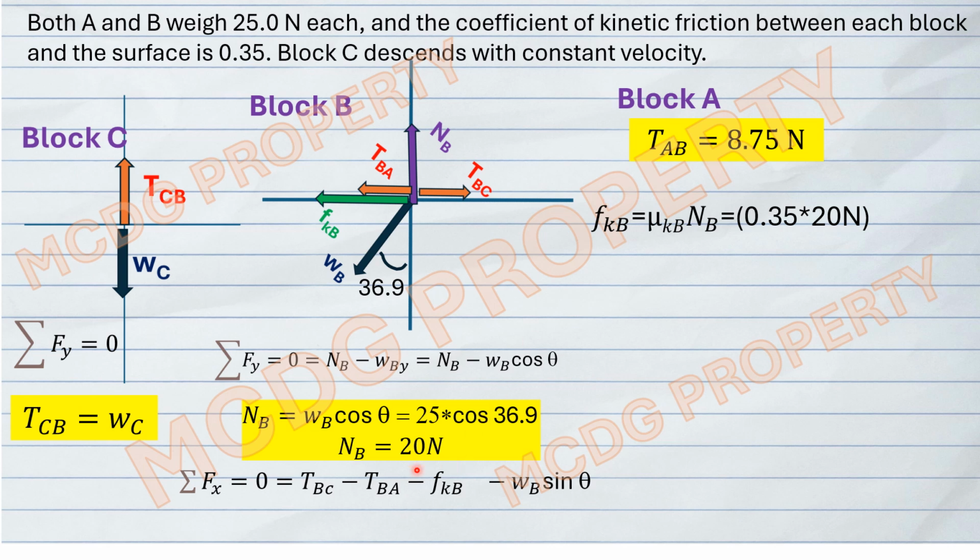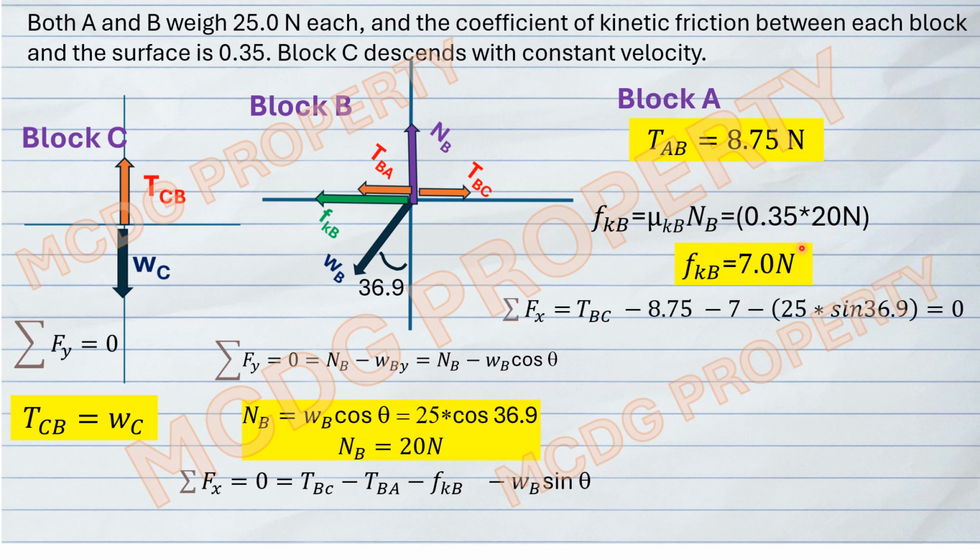Now we can solve for the force of kinetic friction between block B and the surface. The force of kinetic friction between block B and the surface is equal to mu k, the coefficient of kinetic friction between block B and the surface, which is mu kB, and that is 0.35, times the normal force acting on block B. The normal force acting on block B is 20 newtons. So this is the force of kinetic friction between block B and the surface, and that is equal to 7 newtons.